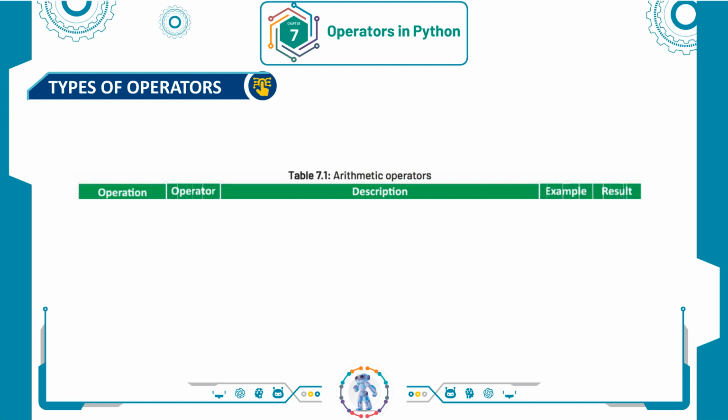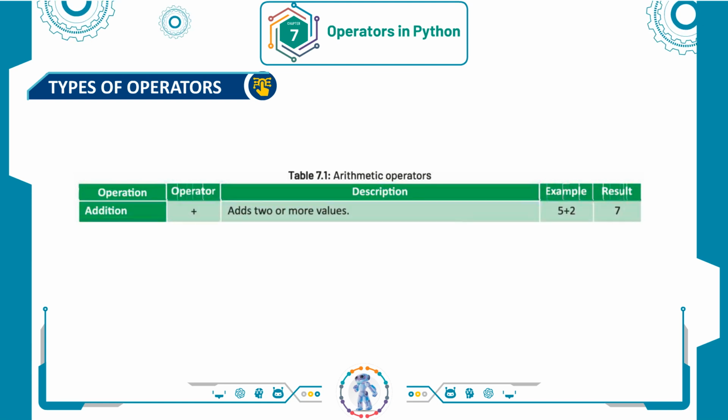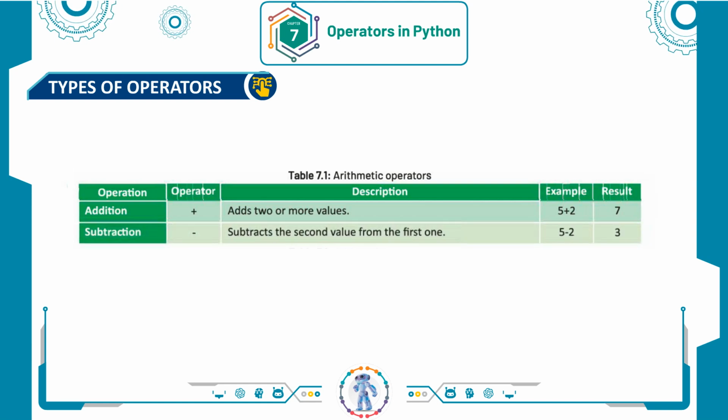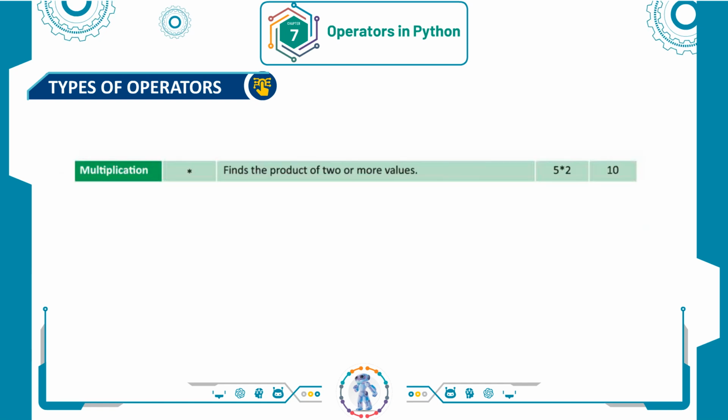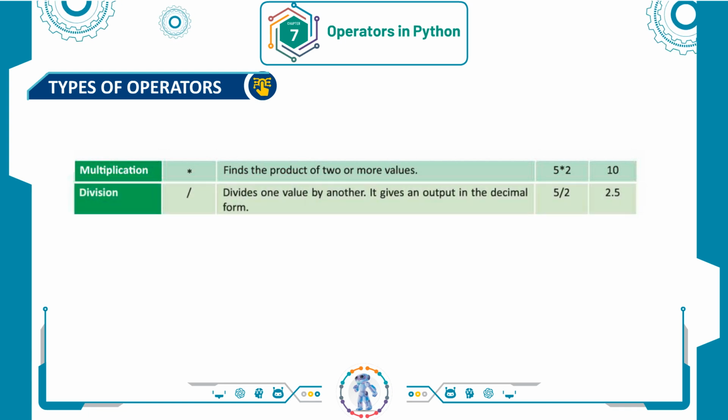Table 7.1. Arithmetic operators. Operation, operator, description, example, result. Addition, plus: adds 2 or more values. 5 + 2 gives 7. Subtraction, minus: subtracts the second value from the first one. 5 - 2 gives 3. Multiplication, asterisk: finds the product of 2 or more values. 5 * 2 gives 10. Division: divides one value by another. It gives an output in the decimal form.